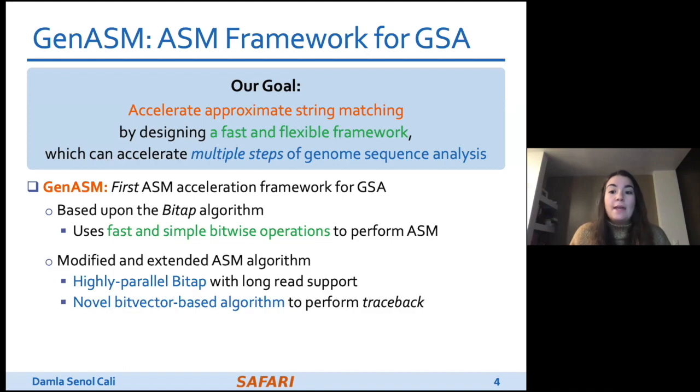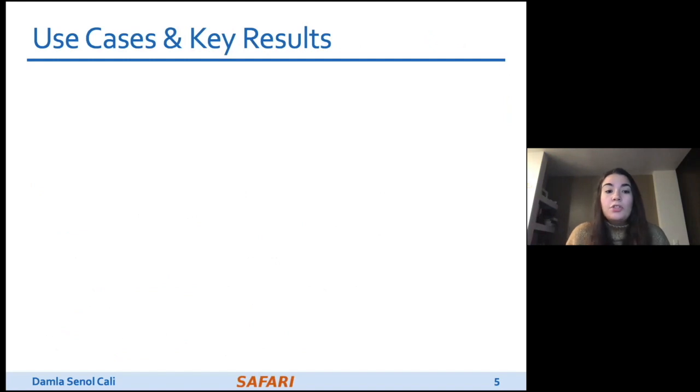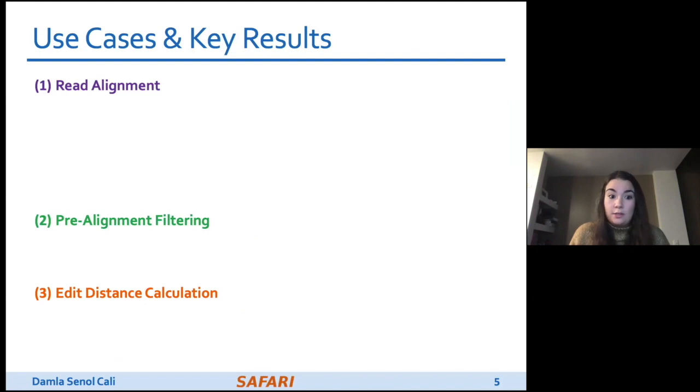So we modified Bitap to support long reads and to enable parallelization. And we also develop a novel Bitap-compatible algorithm for traceback, which we will come to in detail. And then we also co-designed specialized hardware for both algorithms, for modified Bitap and the novel traceback algorithm. So GenASM is flexible and can be used to accelerate multiple use cases, which involve approximate string matching, as you can imagine. And in this work, we evaluate 3 use cases in detail from genome sequence analysis: read alignment, pre-alignment filtering, and edit distance calculation.